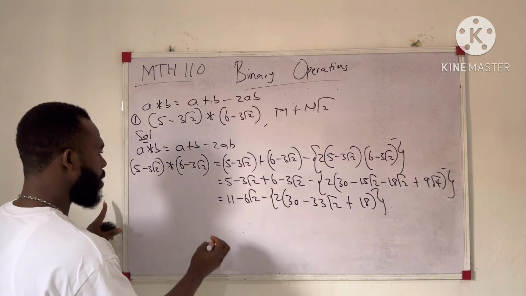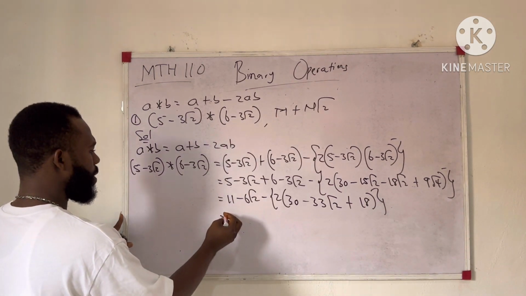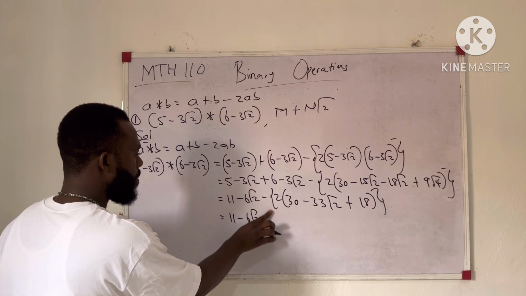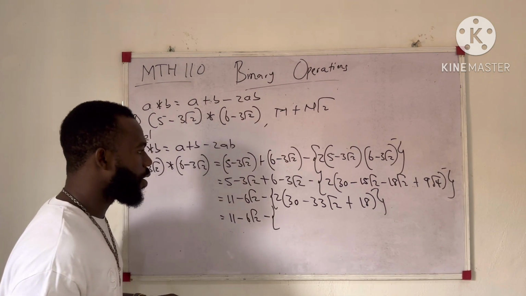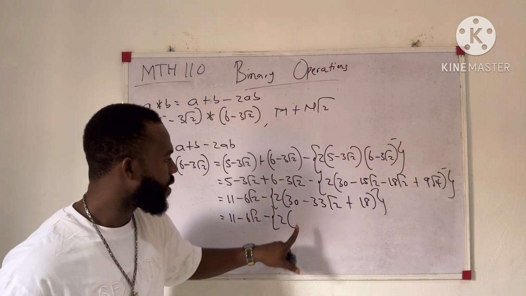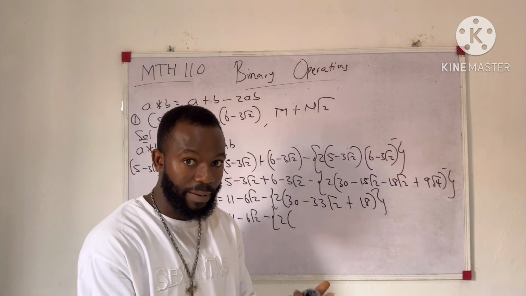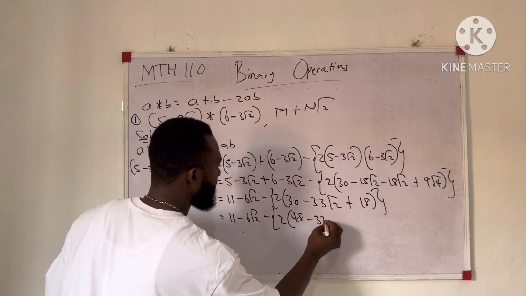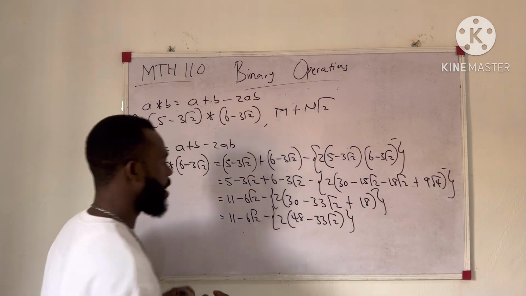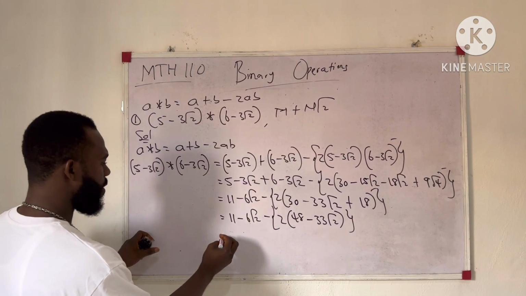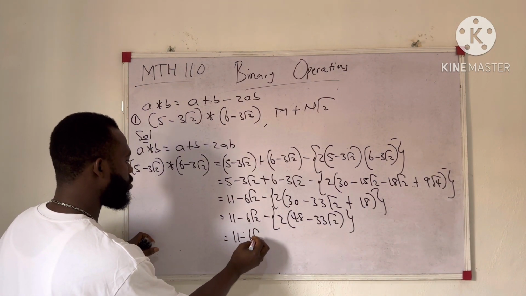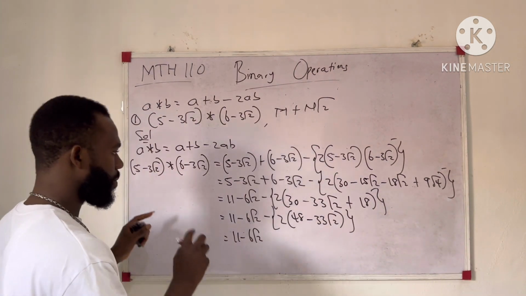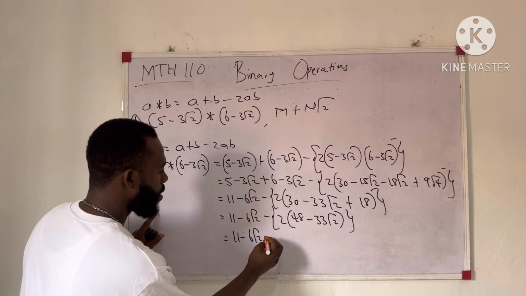Now let's proceed. I want to take it step by step. Here becomes 11 minus 6 root 2, okay. Minus, now here becomes 2 into the bracket of, now 30 plus 18 can be added because they are just numbers. Now 30 plus 18 gives us 48 minus 33 root 2. Okay, step by step. Now next, we have 11 minus 6 root 2. Now 2 will open the bracket.